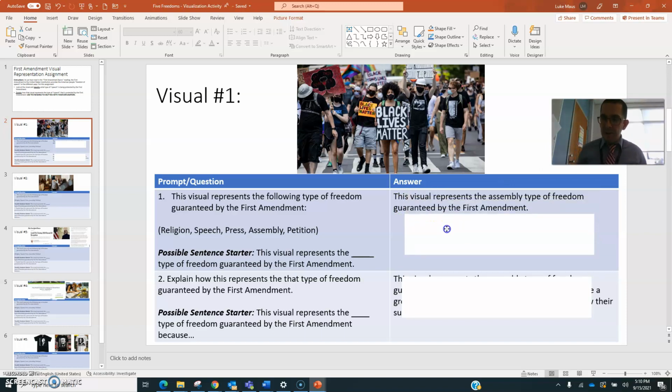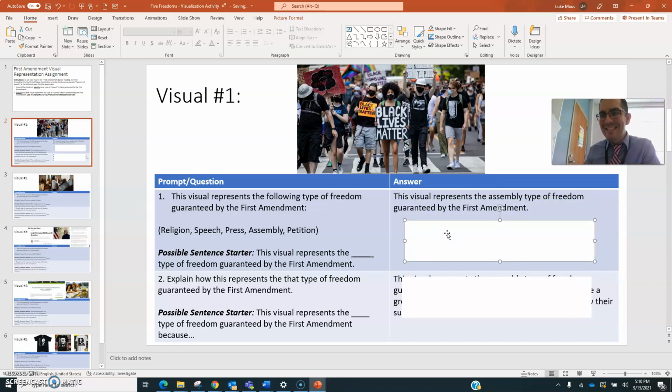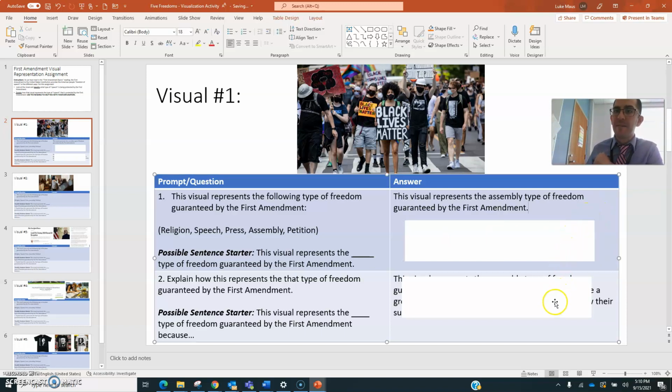So I scroll down over here and I see that the answer is that this visual represents the assembly type of freedom. The assembly type of freedom guaranteed by the First Amendment. So now I need to look at that second prompt or question. I want to explain how this represents that type of freedom guaranteed by the First Amendment. And I see that there's also another sentence starter provided to me. This visual represents the blank type of freedom guaranteed by the First Amendment because, so let's see what my response is.